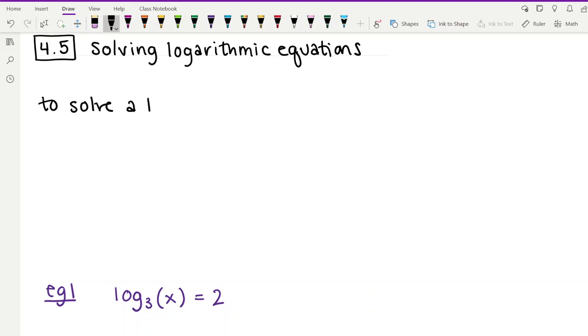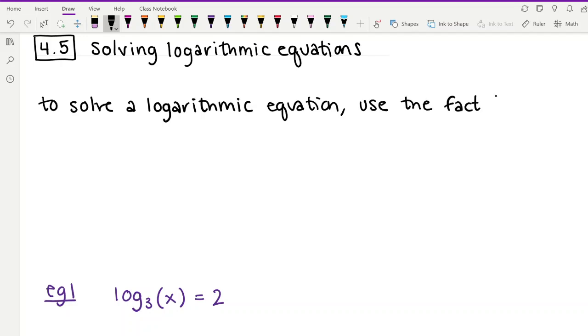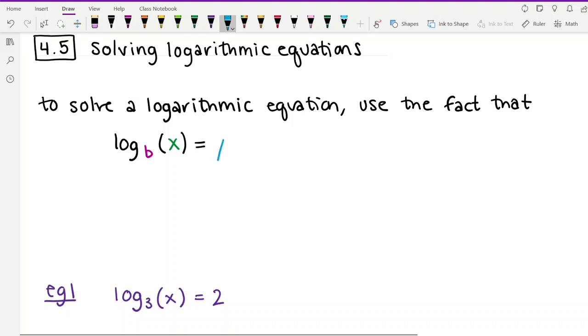So to solve a logarithmic equation, we're going to use the fact that log base b of a number x is equal to another number y. That is equivalent to saying that that same base b raised to the y is equal to x.